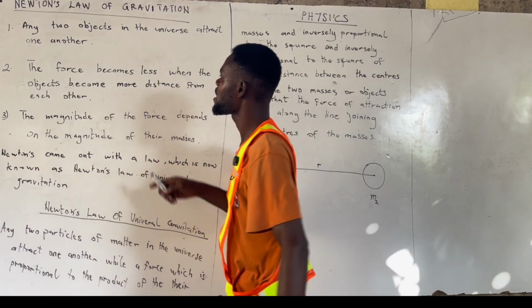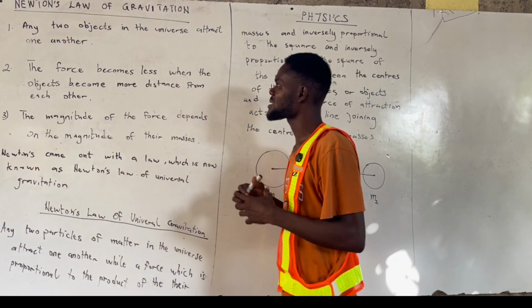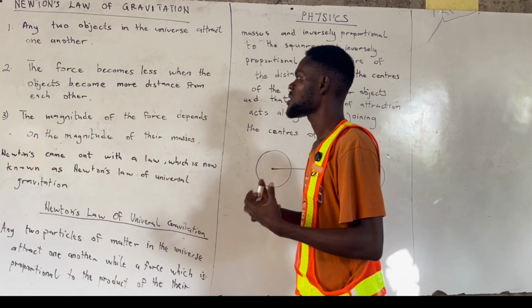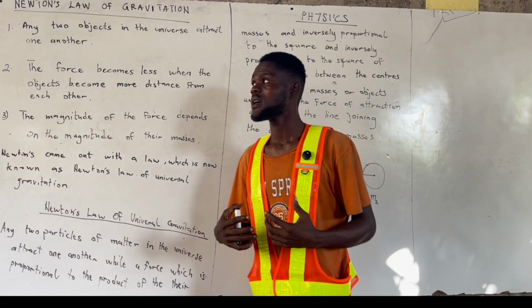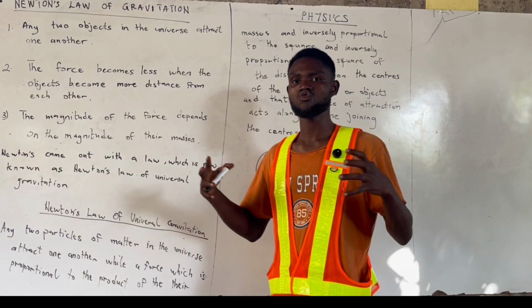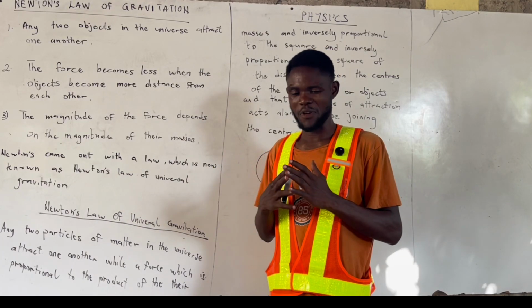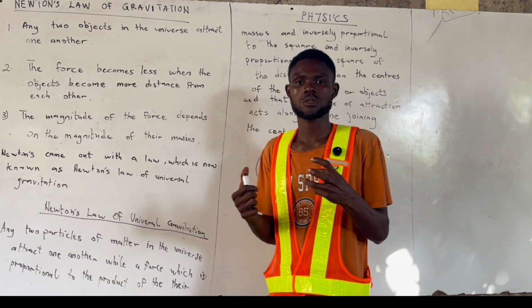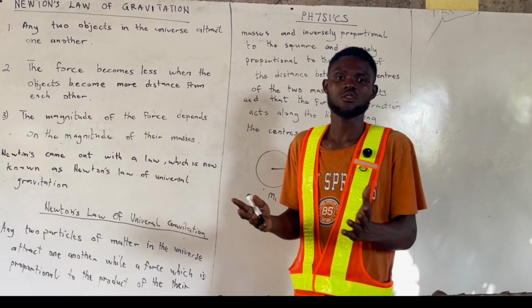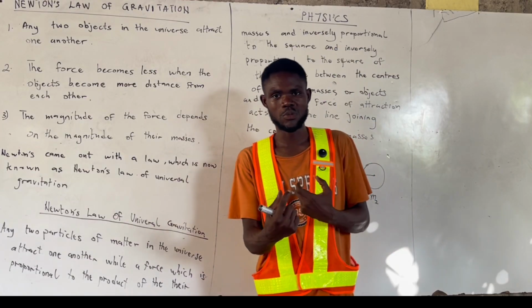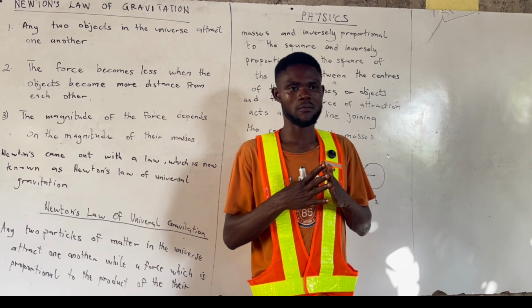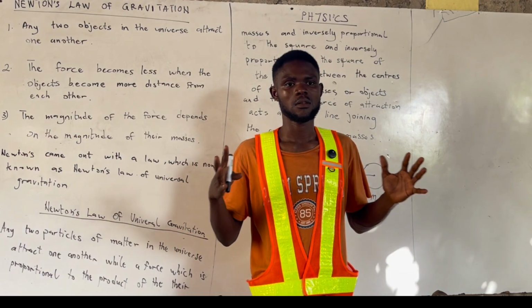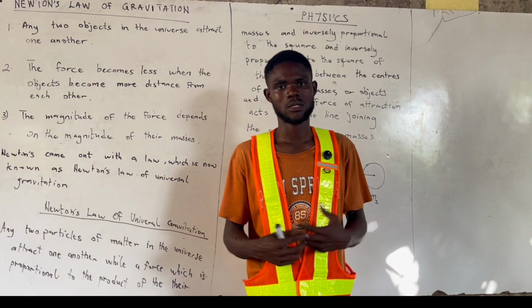The second one: the force becomes less when the objects become more distant from each other. If the distance between the two bodies in space is very far, then the force also becomes less, and it's true. If there's a bond between two people, the farther the distance, the lower the bond.